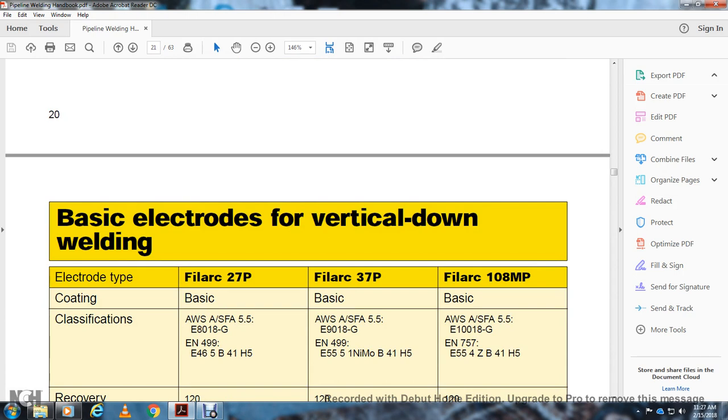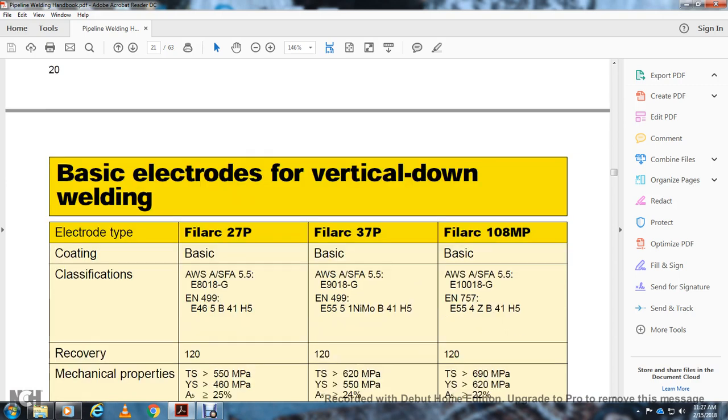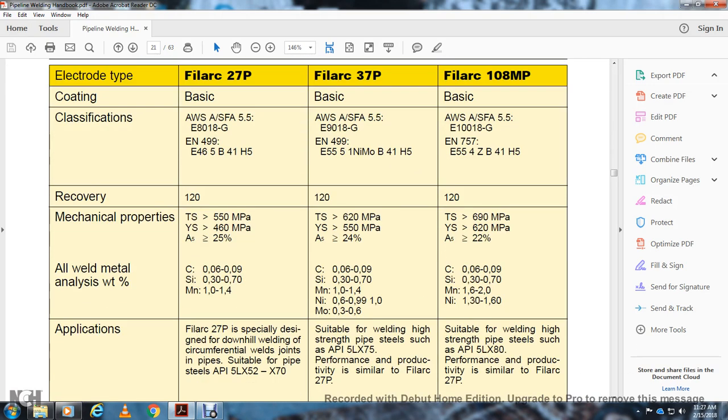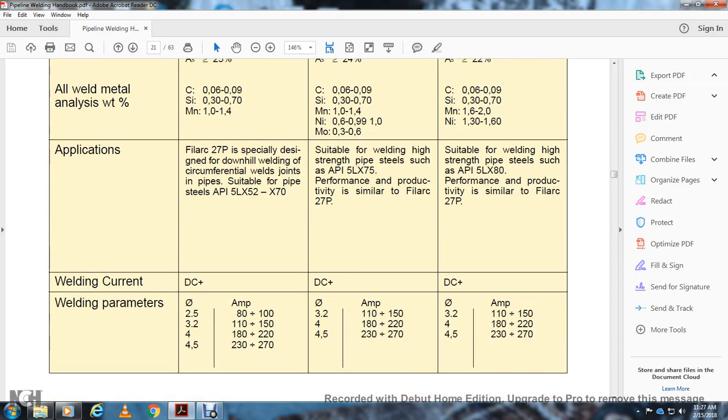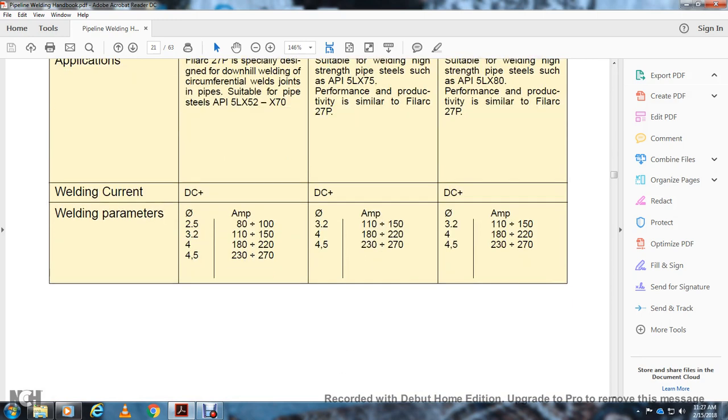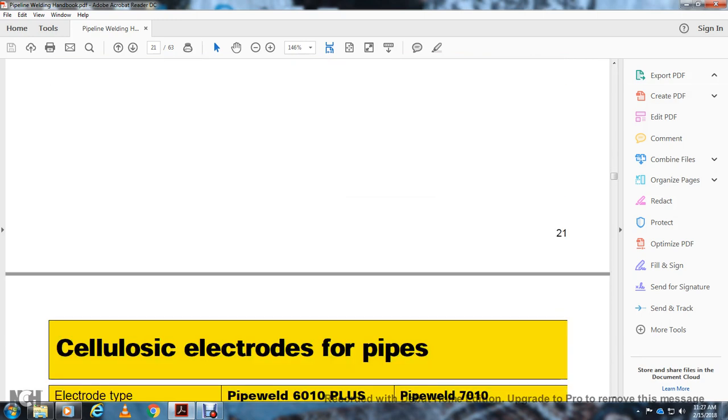Basic electrodes for vertical down welding: the electrode types are Fill Arc 27P, Fill Arc 37P and Fill Arc 108 MP. The classification, recovery, mechanical properties, all weld material analysis by weight percentage, applications, and welding current with the welding parameters are given. All those are direct current positive.